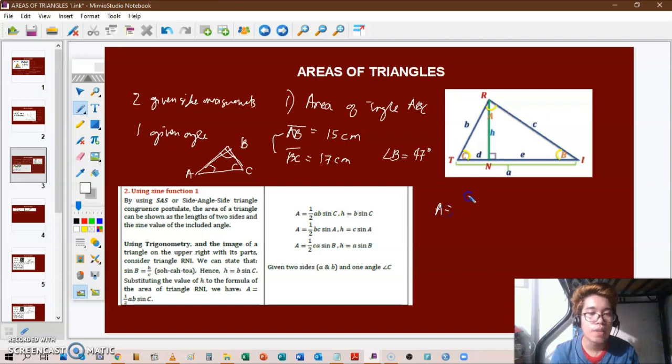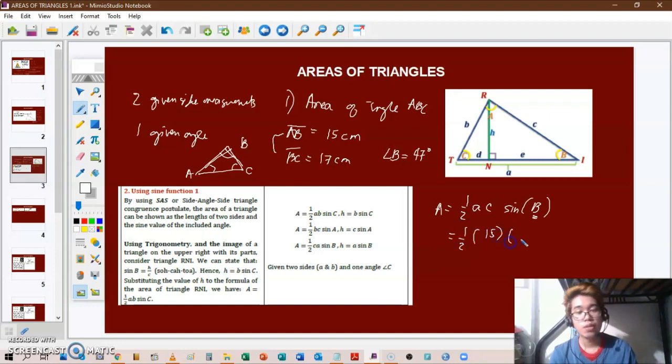So this gives us A is equal to 1/2 ab sine C, where a and b are the two side measurements that you have. But since for our problem we have sine B, we can say that A is equal to 1/2 ac sine B, where B, the capital or uppercase B, is your angle measurement. So we have here 1/2 times a, which is 15, times c, which is 17, and then sine B, which is 47 degrees.